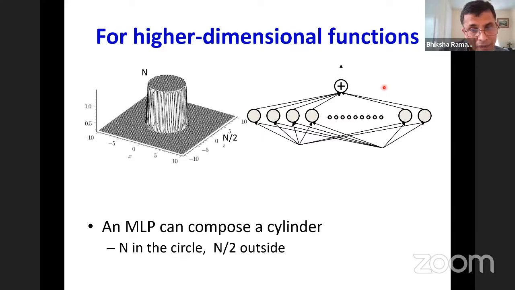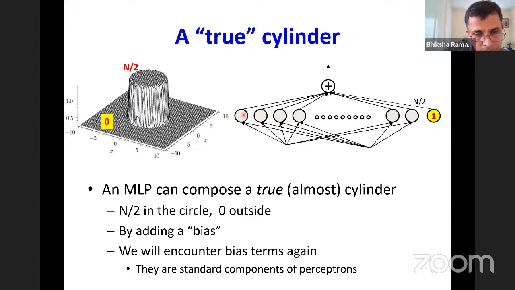But then if I have a multi-dimensional input, things get a little more complex, not very much. We know that with infinite inputs, infinite neurons in the hidden layer, an MLP can compose a cylinder where the value is n in the center and n over 2 outside, or n over 2 in the center and 0 outside, if I include the bias.